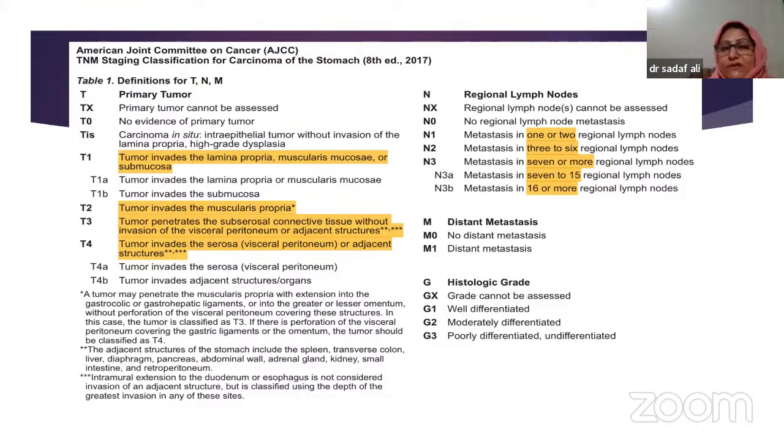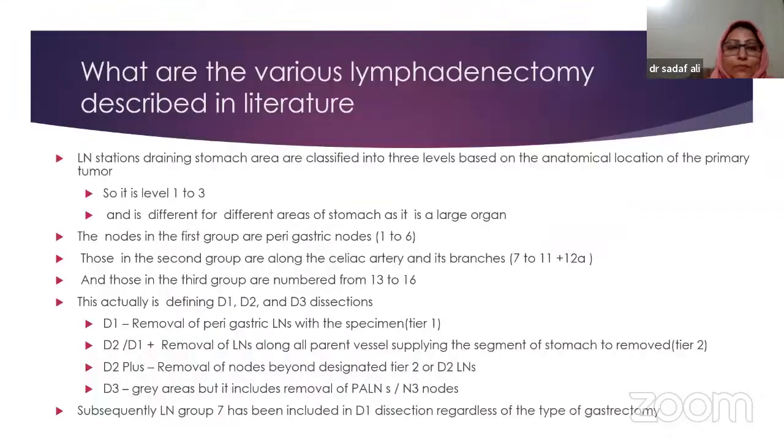And the nodes have the significance of N1 to N3, where 1 to 2 nodes is N1 disease and N2 is 3 to 6. And then N3 is 7 or beyond, where when 16 or more lymph nodes are involved, it is N3b. So what are the various lymphadenectomies described in the literature? The lymph node drainage of the stomach is classified basically at 3 levels based on the anatomical location of the tumor in context to the stomach.